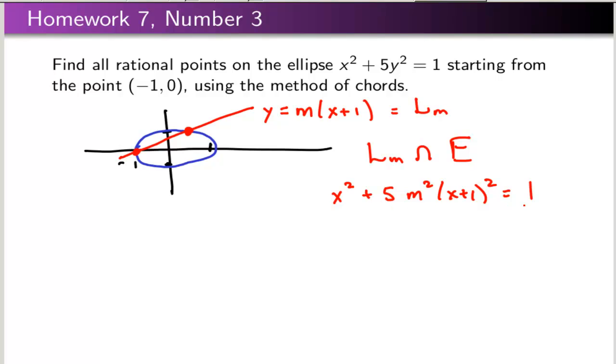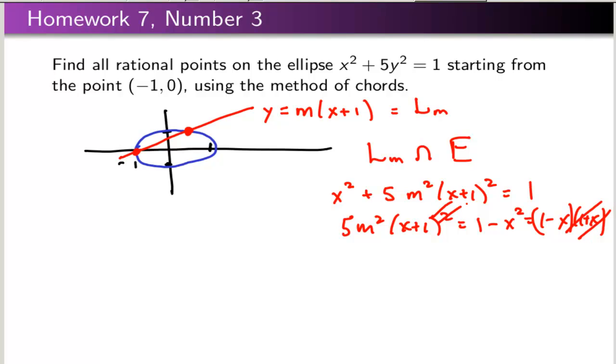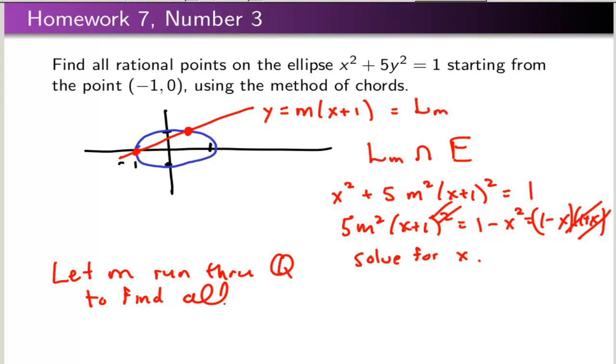And then a little trick for solving this is, rather than multiply it all out, put it into a factored form on the right hand side, so you can see this factor of x plus 1 canceling, and solve for x. Okay, so that'll give you the second point of intersection, and then you let the slope m run through the rationals to find all rational points.